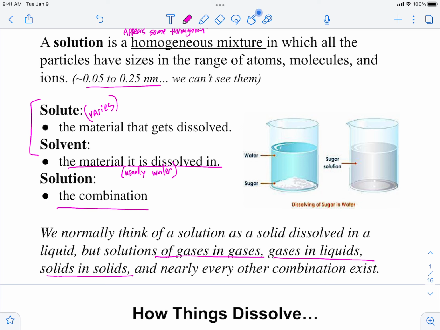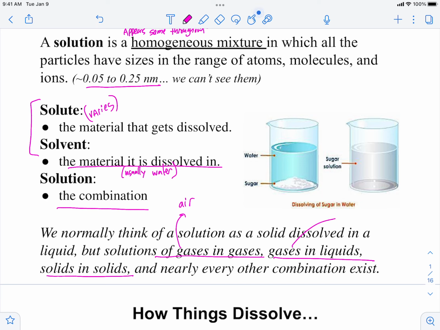So, for example, for gases in gases, an example of this would be air, right? Air is actually 20% oxygen and about 79% nitrogen, and a little bit of argon, a little bit of krypton, okay? But the point is, it's not pure. It is a homogeneous mixture. Therefore, it is a solution.